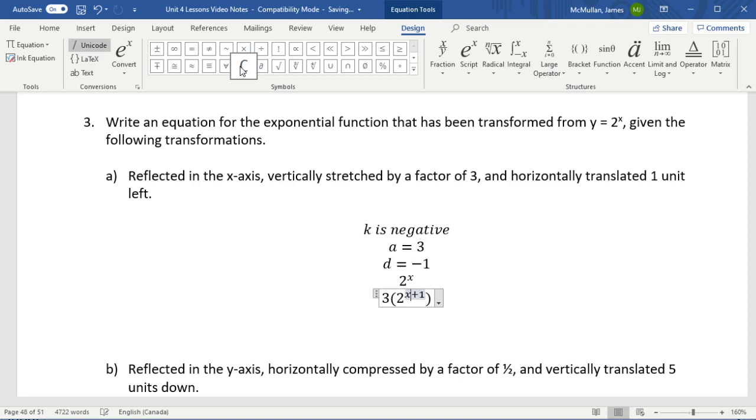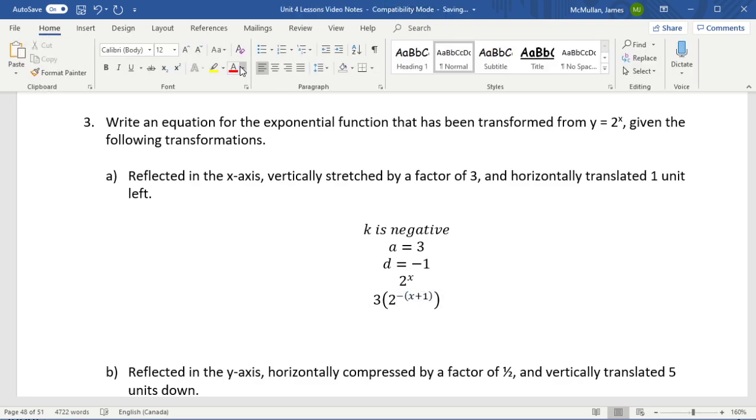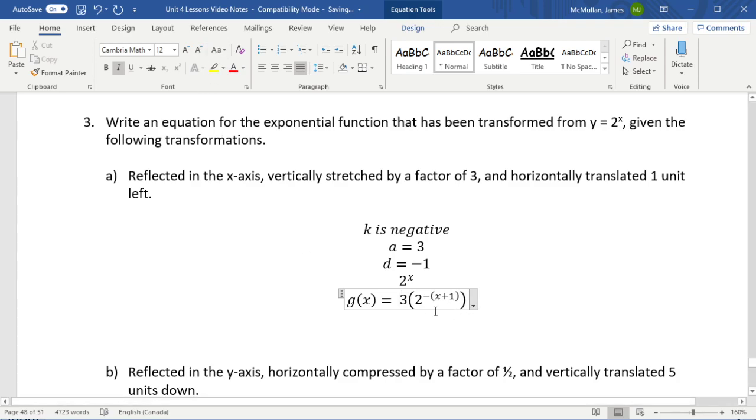And actually, to fix that up, I need a negative here because k is supposed to be negative. And then that D is in a bracket like so. Okay, so there's your answer. So this graph, okay, let's look at it. It would be stretched by a factor of 3 vertically. It would be reflected in the x-axis.